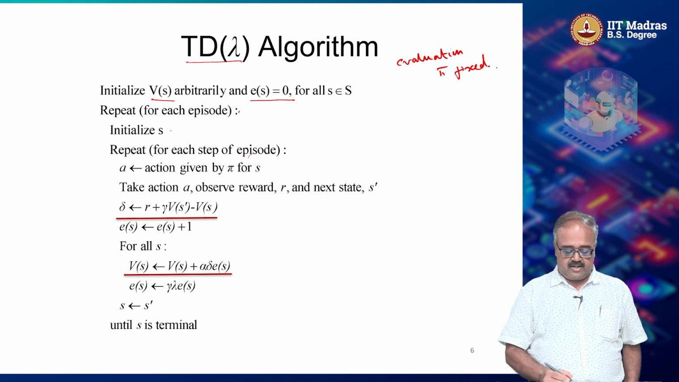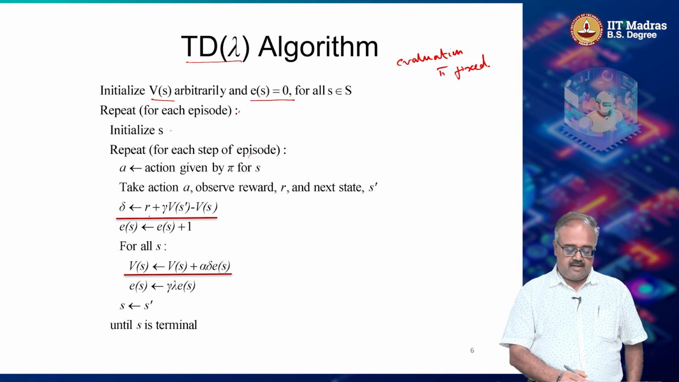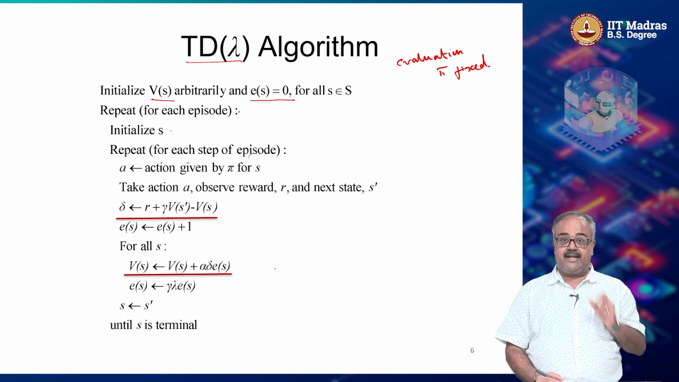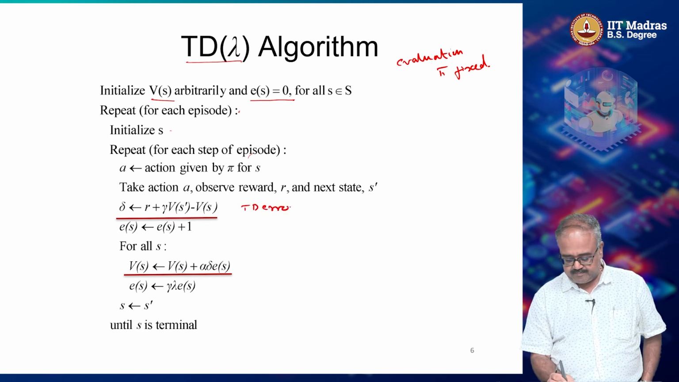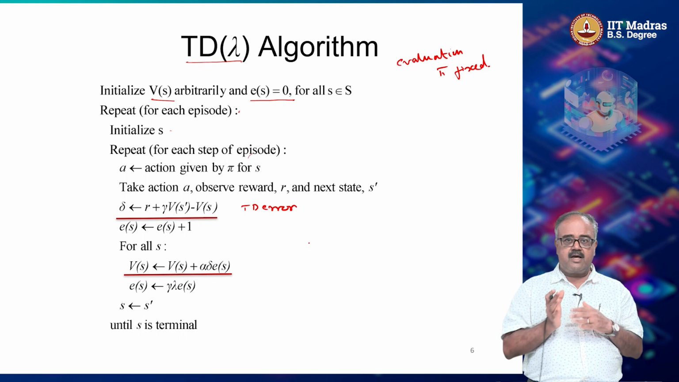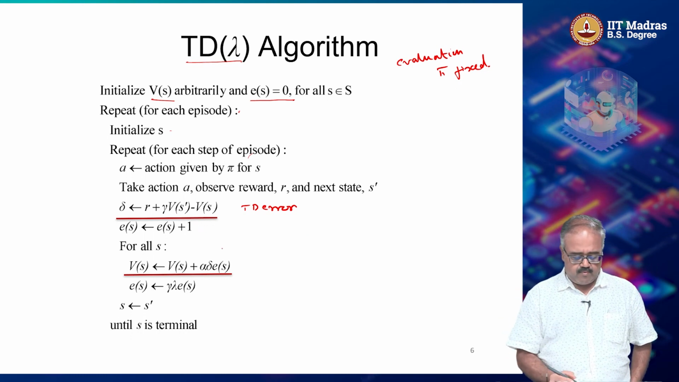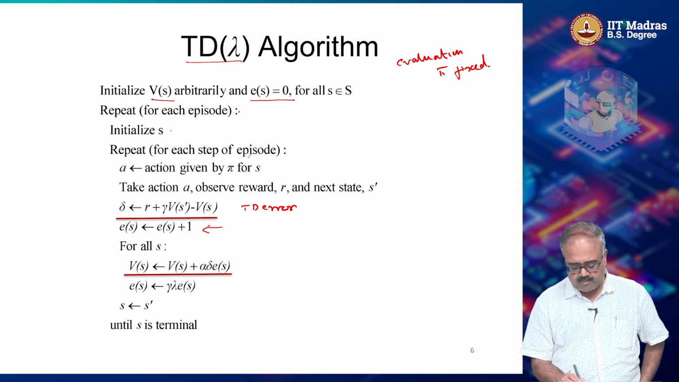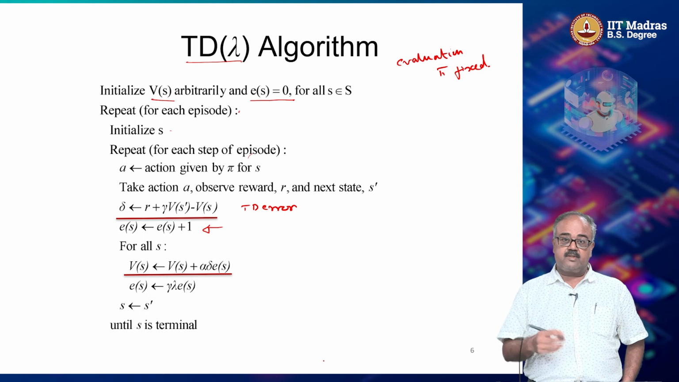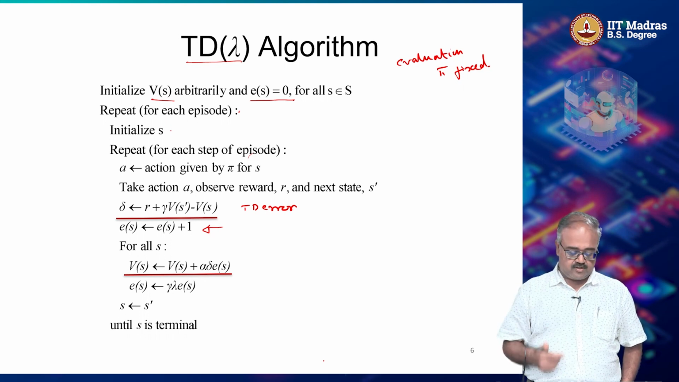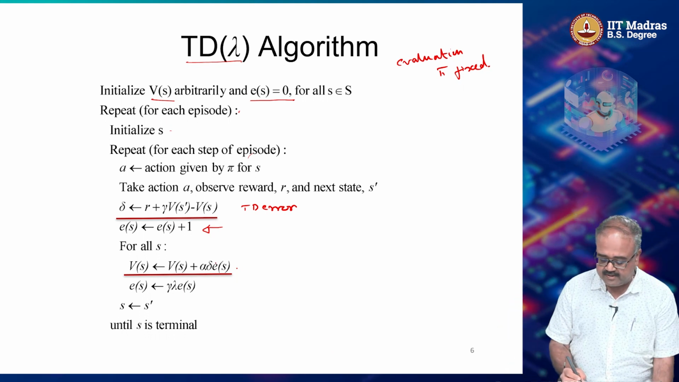Then take an action A, observe the reward and the next state, and compute the TD error. This is called the TD error, which is r plus gamma V of s prime minus V of s. You know this. Then you increase the eligibility by 1, because that is the state you have now visited, so the eligibility has to go up by 1. And then you update the value function using this expression.